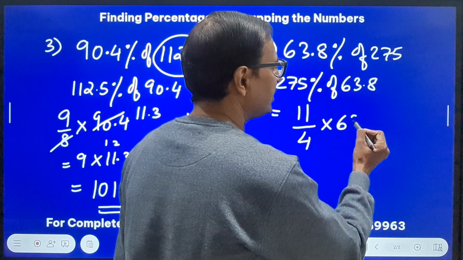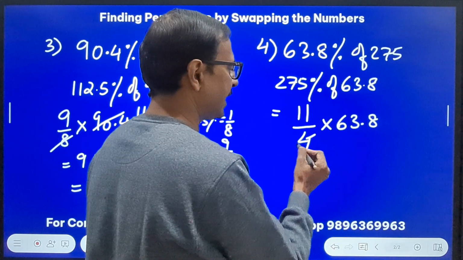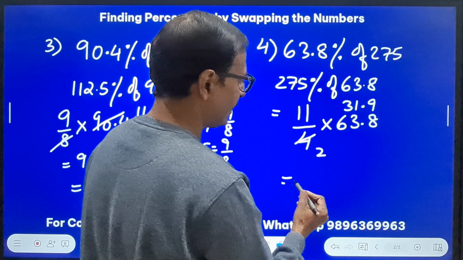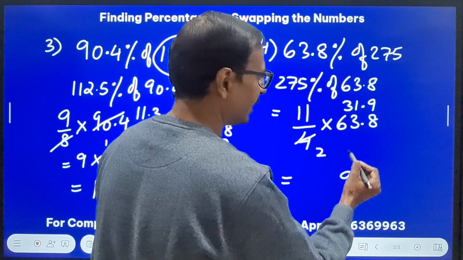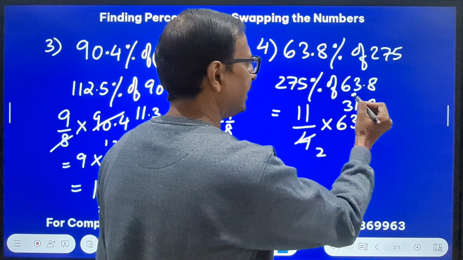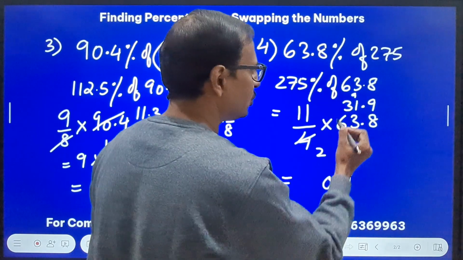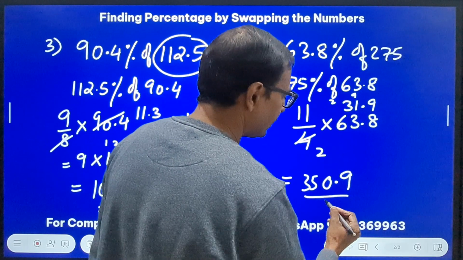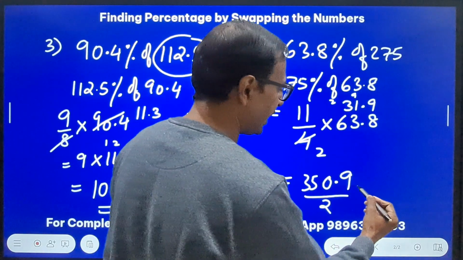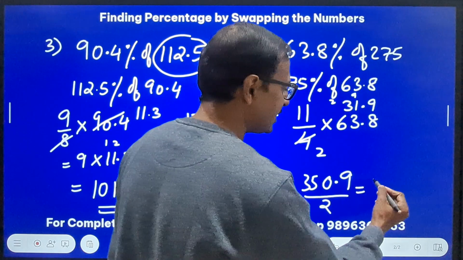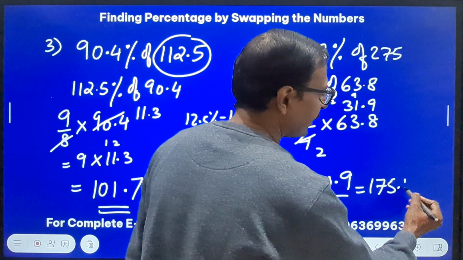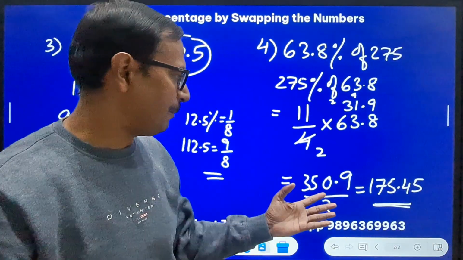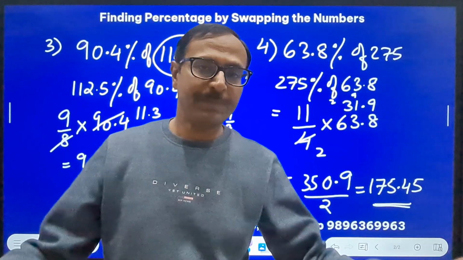And then 63.8, so cancel 2 times and 31.9 times, and 11 nines are 99, 9 and a 9 carry, 11 ones are 11, 20, 0 and a 2 carry, 11 threes are 33 plus 2, 35, 350.9 upon 2, that gives me half of 350 is 175 and 0.9 is 0.45. Now pick up the calculators and check, 175.45 is the required percentage.